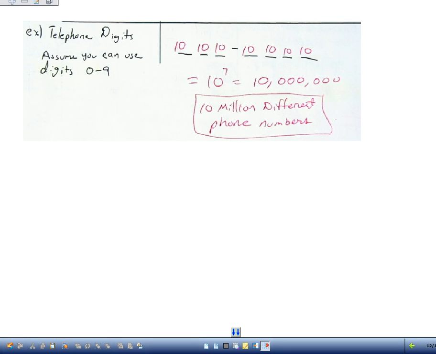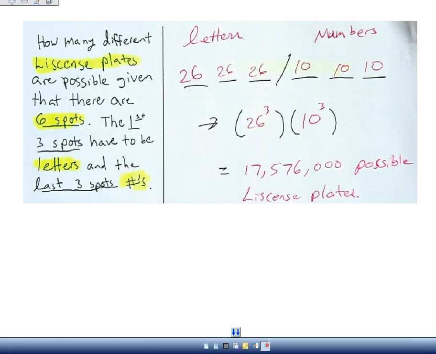Here's another example. How many different license plates are possible, given that there are 6 spots you can use, and the first 3 spots have to be letters, and the last 3 spots have to be numbers? Once again, I'm going to assume that the letters can repeat and that the digits can also repeat. In the first spot, when it comes to the letters, I can use all 26 letters from A all the way to Z.